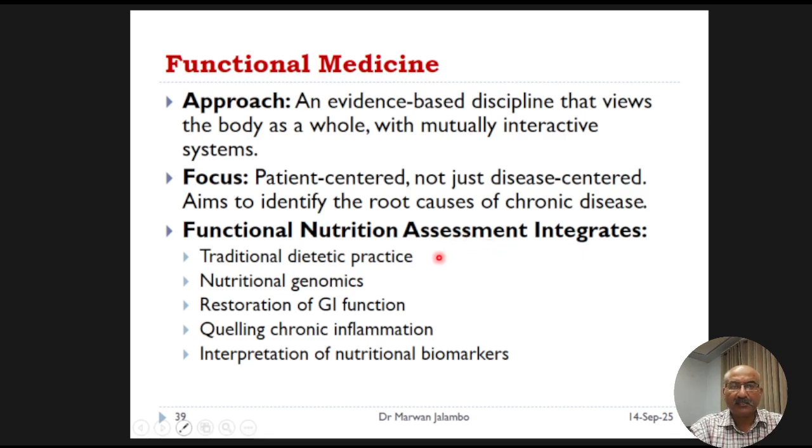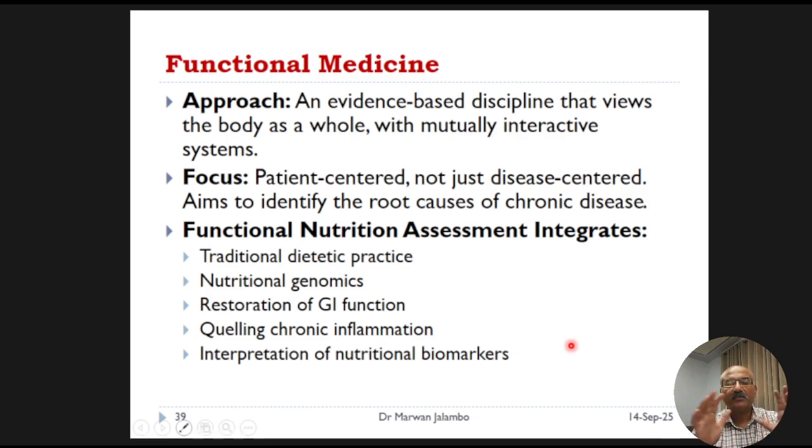It integrates our traditional dietetic practice with newer fields like nutritional genomics, a deep focus on restoring gastrointestinal health, managing chronic inflammation, and interpreting a wide range of nutritional biomarkers. The goal is to create a highly personalized assessment and treatment plan that acknowledges the unique biochemical and environmental individuality of each person.